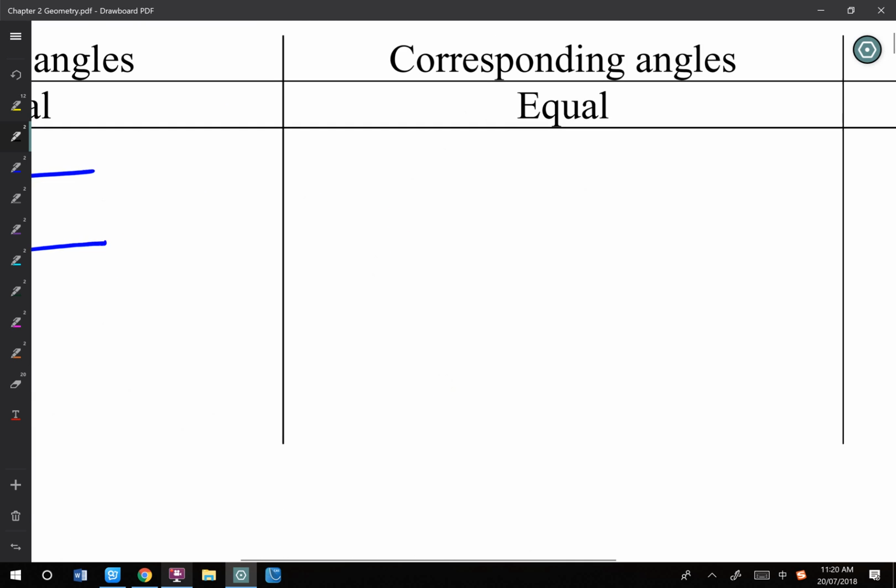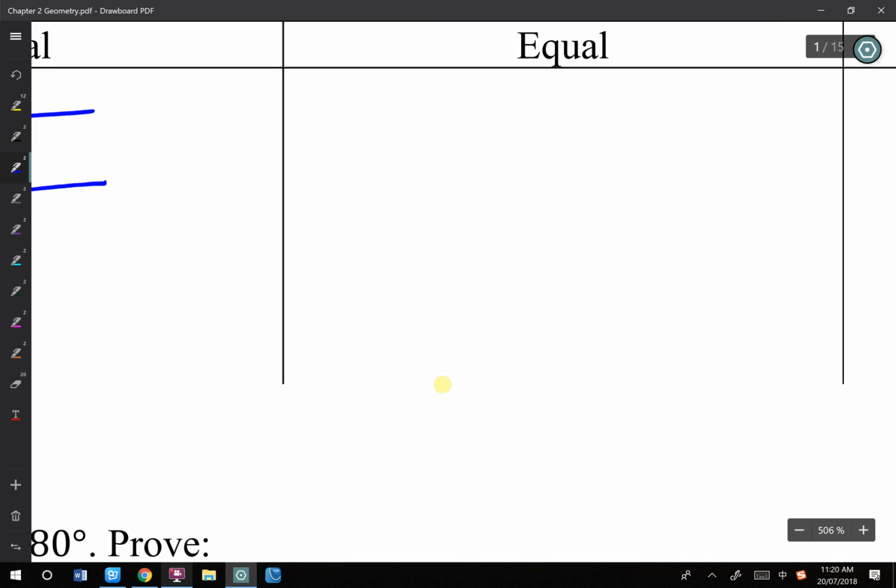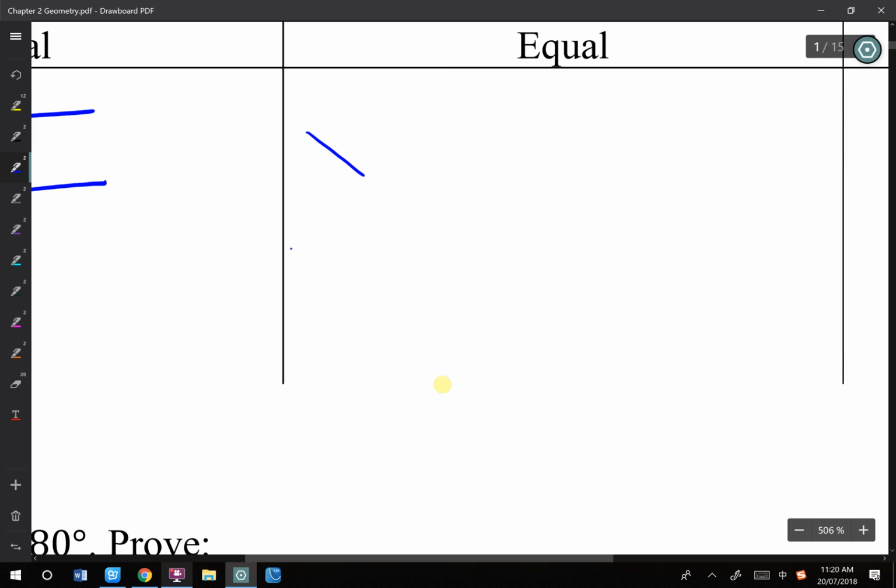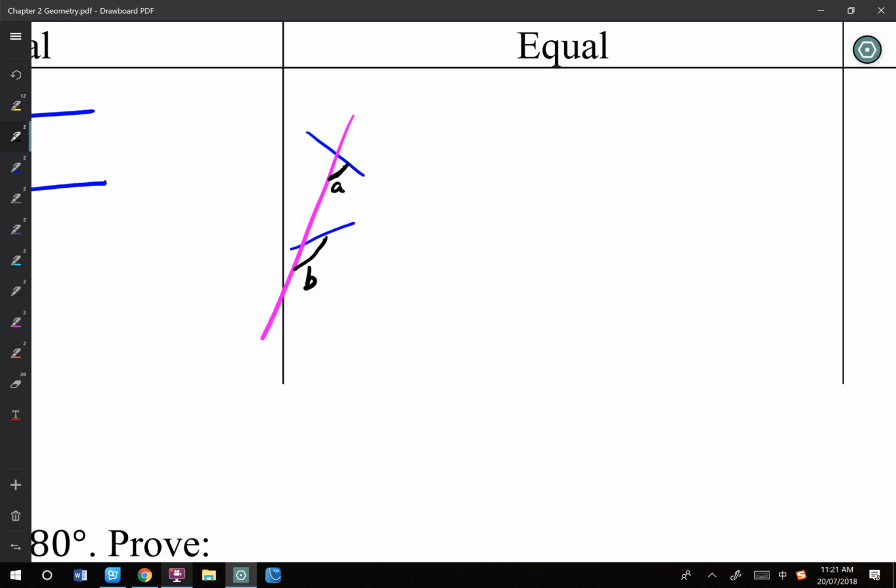The next one is corresponding angles. Again, I'll show you two lines which are not parallel and a third line cutting them. Then this angle and this angle are corresponding angles. Corresponding angles are in an F shape. Why do I say it's an F shape? I'll just show you.